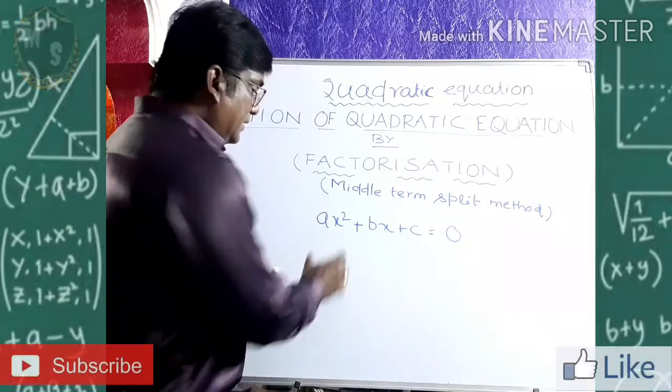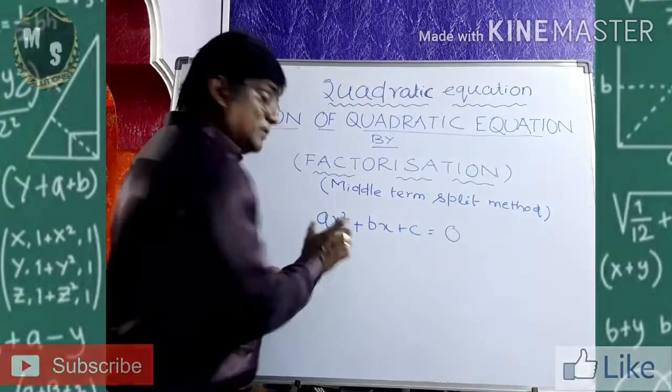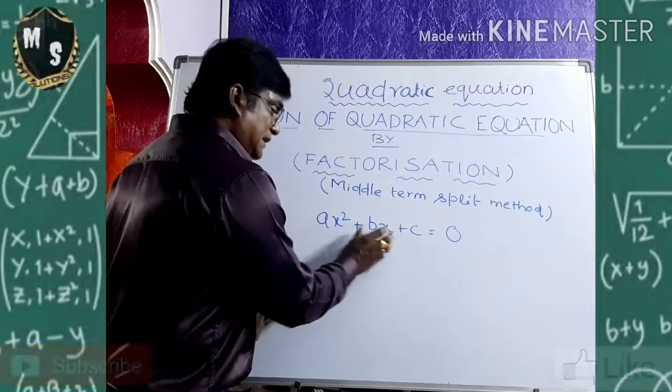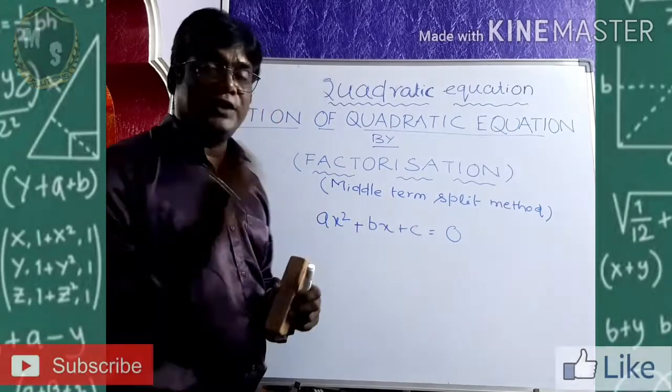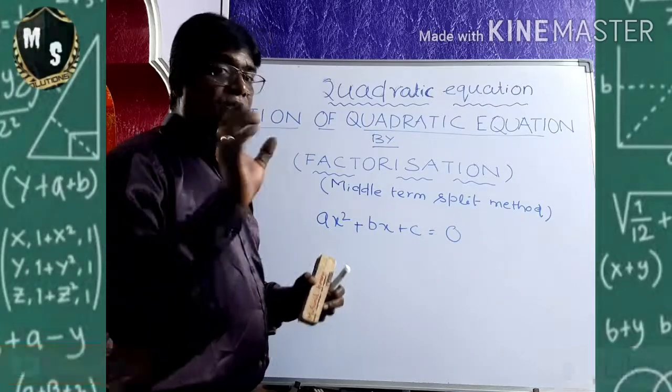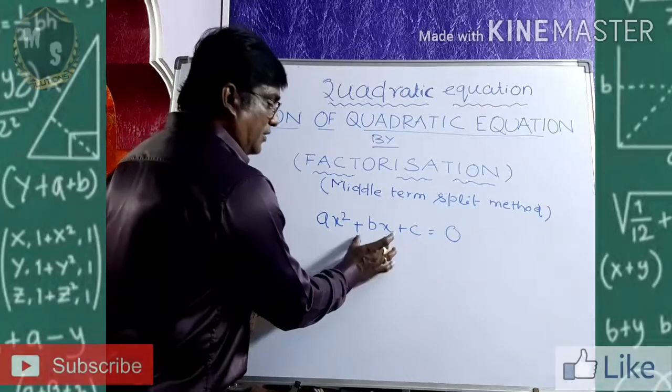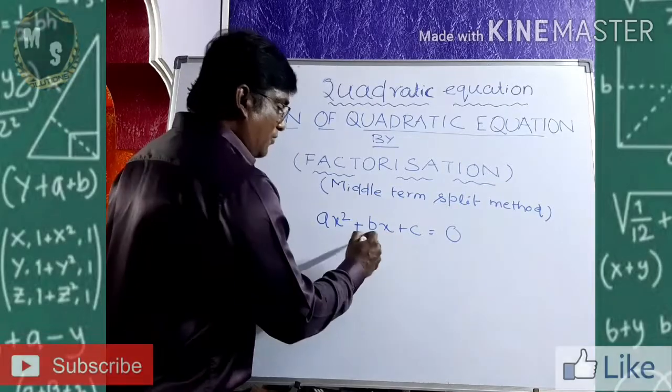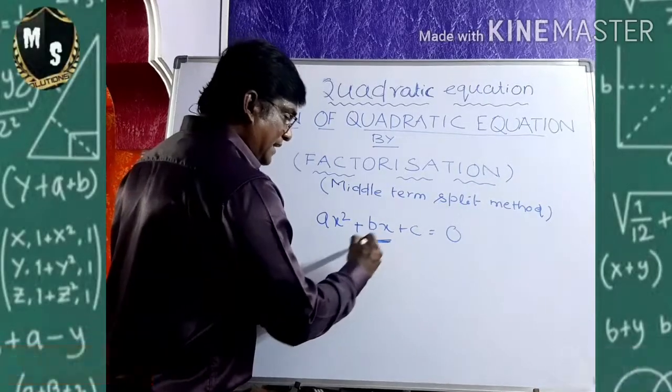Now you see in this expression, how many terms are involved? First term, second term, third term. So which term are we going to split? We are going to split the middle term. So what is the middle term? The middle term is bx. So right now we are going to split bx into 2.